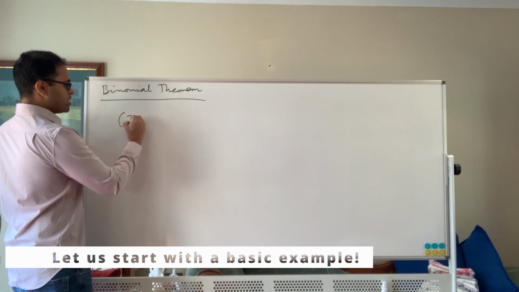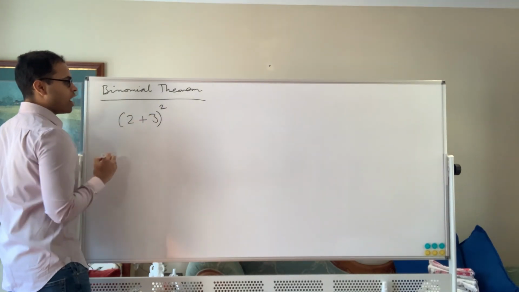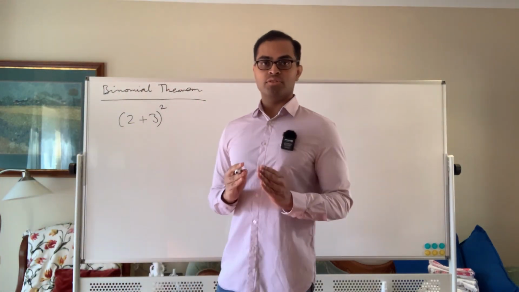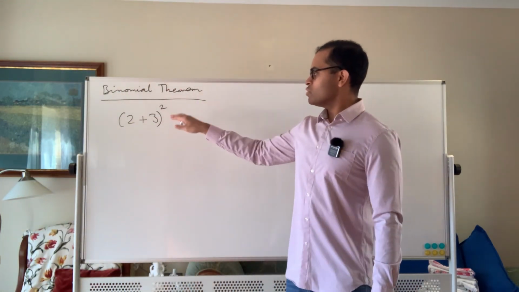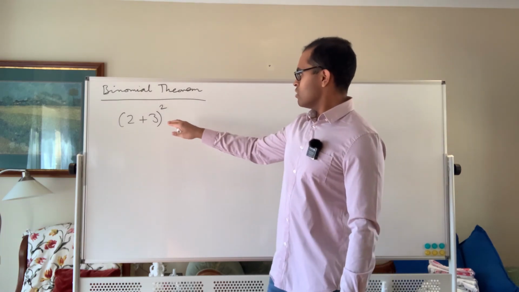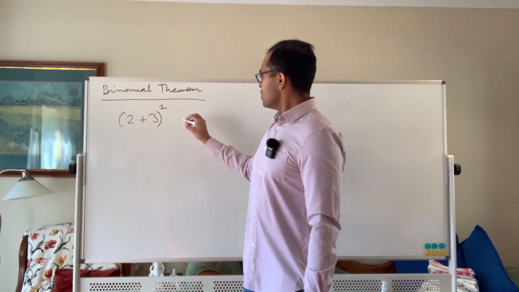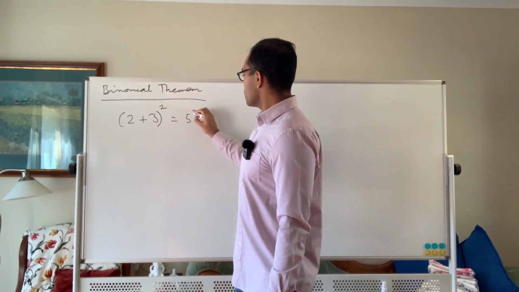So the idea is we want to take two numbers. I'm just going to write down 2 and 3 here. And we want to find out how to take the square of the sum of the two numbers. Okay, so in this case, 2 plus 3 squared. Now, of course, in this case you can just add the numbers in the parentheses and then take the square of that. So here we would get 5 squared, which is 25. Okay.